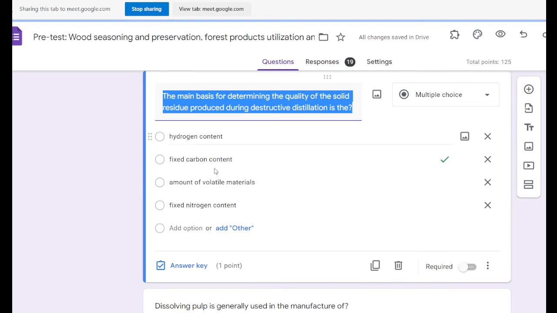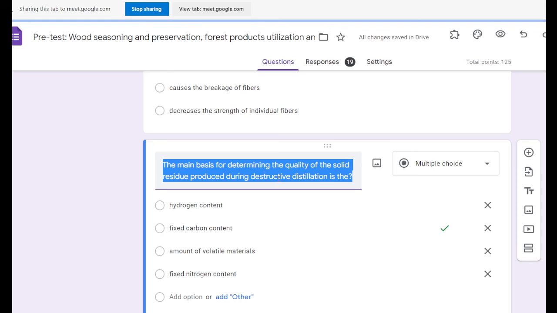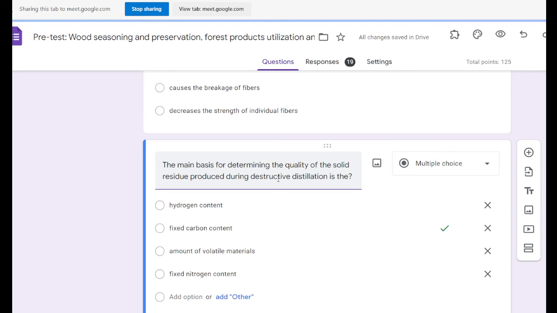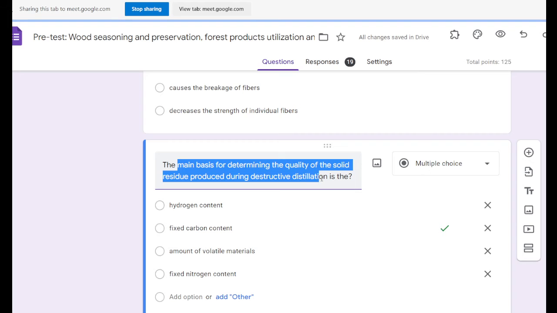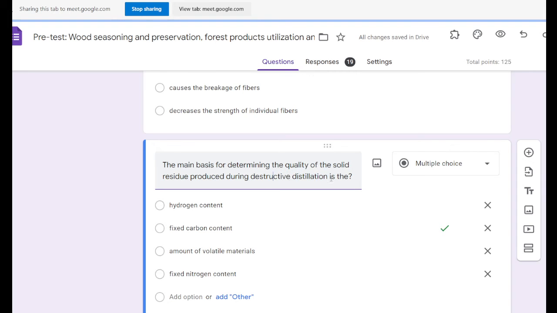Next, the main basis for determining the quality of the solid residue produced during destructive distillation is the fixed carbon content. Asa ni nakita ning destructive distillation? Mao ni ang paghimog uling, carbonization. Other term niya is slow pyrolysis. Other term is pyrolysis, carbonization. Although naay specific technicalities nga lahi-lahi na sila, but basically almost similar. Maghimog uling. Okay? Destructive distillation in other terms. So, the main basis for determining the quality of solid residue produced during destructive distillation. Okay? Ang output sa destructive distillation is uling. Mao to ang gipasabot sa solid residue.